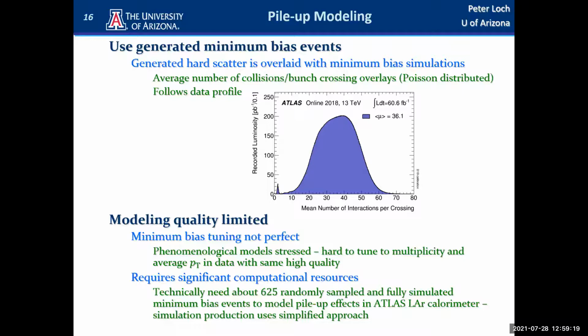If you really want to reconstruct a signal in the simulation, including all the pileup, our calorimeter readout requires you to take about 625 randomly sampled and fully simulated minimum bias events to add to your signal event, 625 bunch crossings, I should say, to really model the effect of pileup in the ATLAS calorimeters. We did this in the very beginning. We couldn't continue like this when we started to generate billions of fully simulated events.